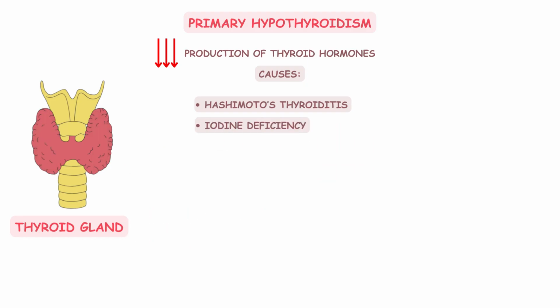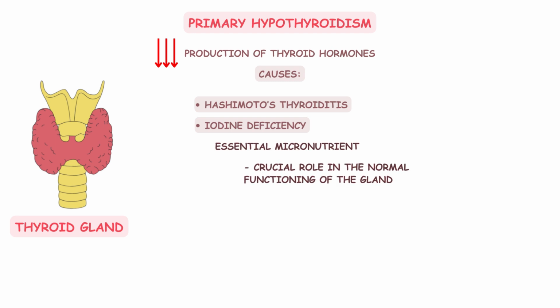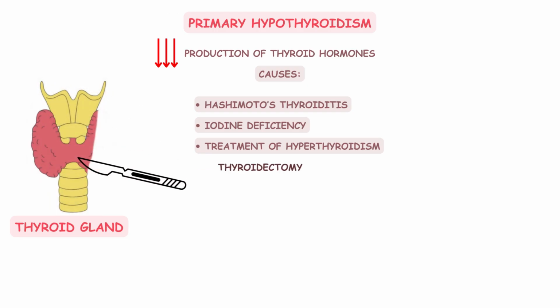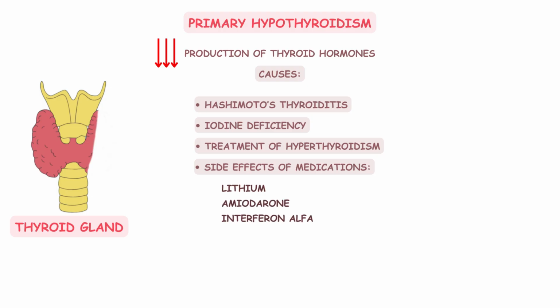Another major cause is iodine deficiency. Iodine is an essential micronutrient that has a crucial role in the normal functioning of the thyroid gland and the synthesis of the thyroid hormones. So, diminished levels of iodine can lead to hypothyroidism. Then, primary hypothyroidism can also happen after treatment for hyperthyroidism, such as thyroidectomy or surgical removal of the thyroid gland, and radioactive destruction with radioactive iodine therapy. Also, primary hypothyroidism can be caused as a side effect of some medications such as lithium, amiodarone, and interferon alpha that can interfere with the thyroid hormone production or secretion.